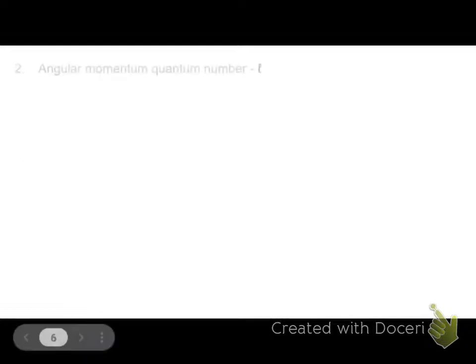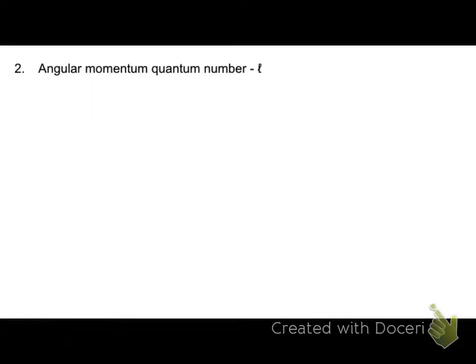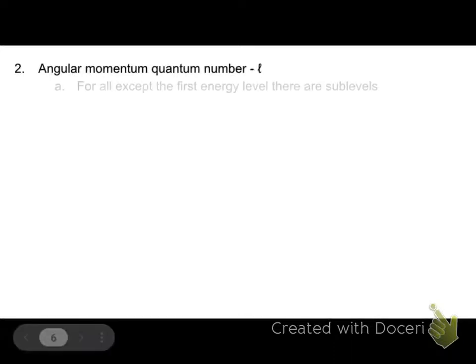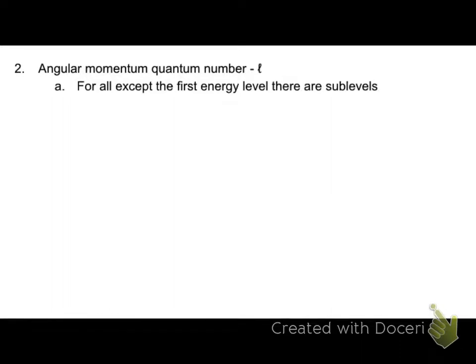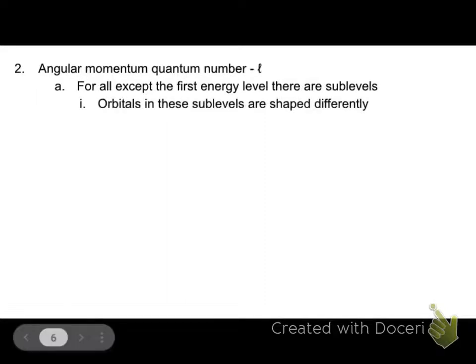Second quantum number is the angular momentum quantum number. We represent this with the lowercase letter L. It's usually written in cursive because lowercase L can look like other letters, so we write it in cursive to differentiate it. For all except the very first energy level where we know there's only one orbital, there are sublevels, right? We said there's 4 orbitals in the second energy level, and they are divided into 2 different sublevels. Orbitals in these sublevels are shaped differently.